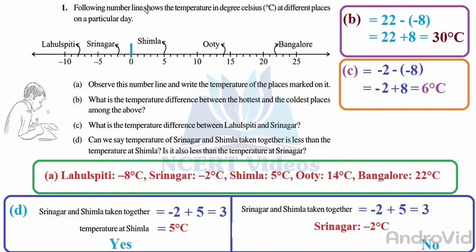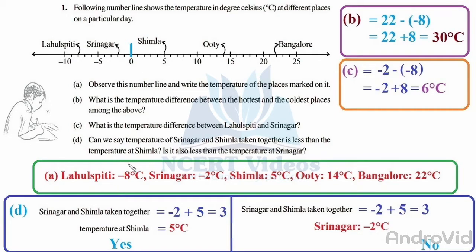Question 1. The following number line shows the temperature in degrees Celsius at different places on a particular day. So this is the number line showing different temperatures on one single day. The first question is, observe this number line and write the temperature of the places marked on it. So let's observe it. This is Lahaul Spiti and it is -8 degrees Celsius.